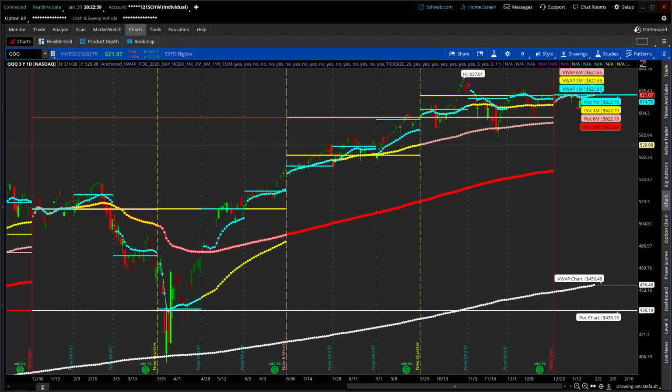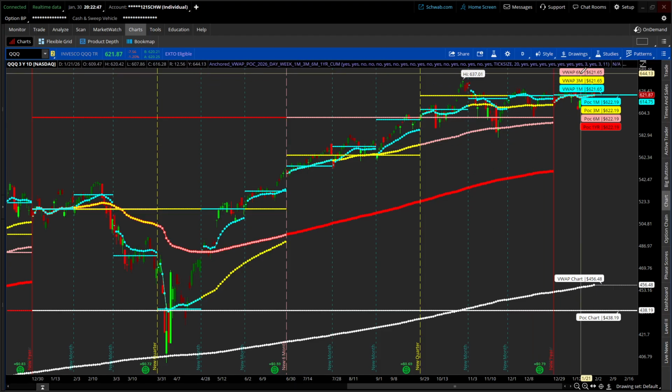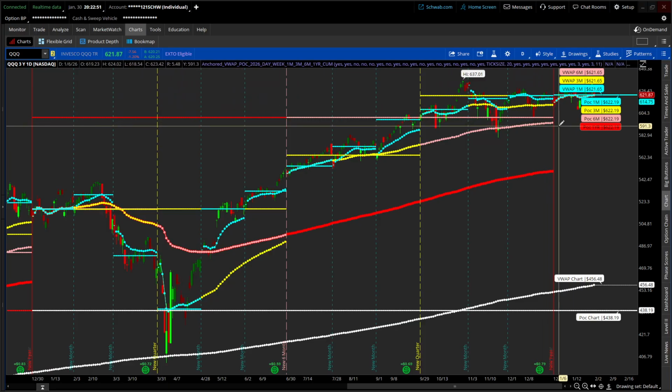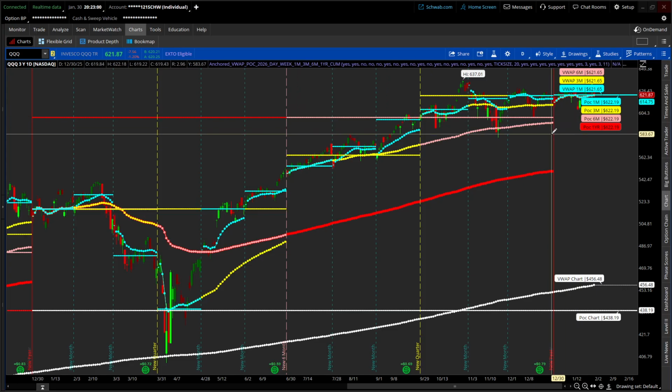Today I'll be introducing you to the multi-time frame anchored VWAP and point of control indicator. As you can see on the screen, we have our bubbles for those indicators. Right now they're stacked because the indicator reverts, or starts back over, every January. So you have our VWAPs and our points of control from day all the way up to the year.